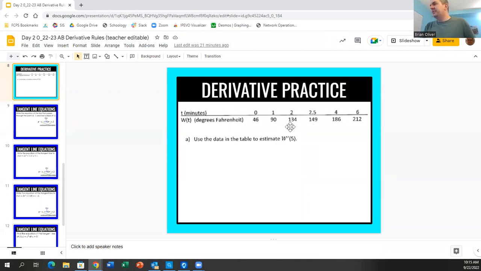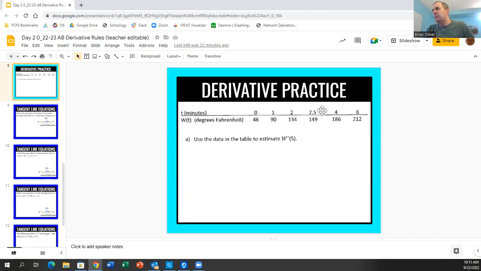What I want you to see is that I'm tracing something in time in minutes up top. I'm tracing the degrees in Fahrenheit at the bottom. So this is kind of my x at the top. This is my y at the bottom. What I'm trying to figure out is the derivative, or the slope of this curve, at 5.